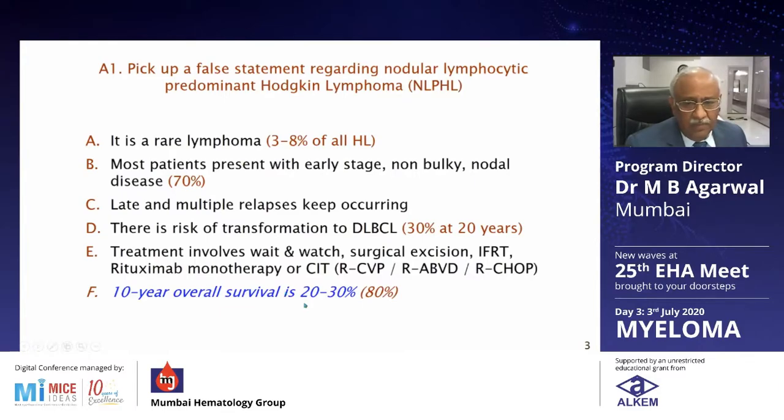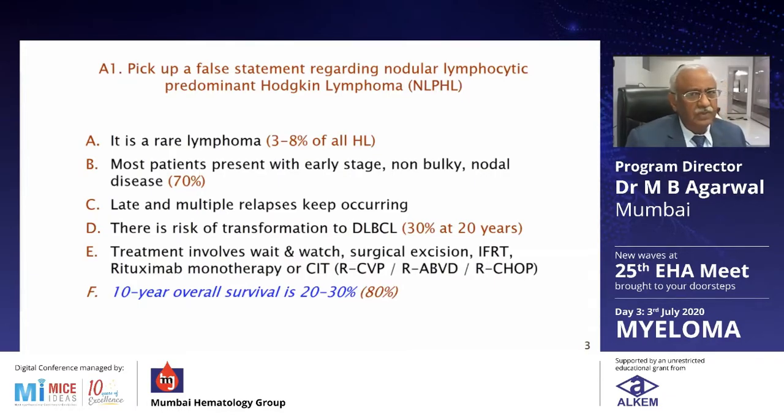So we will see the pattern a little later, but the false statement was F. That is, 10-year overall survival of 20 to 30% was wrong. 10-year survival is 80%. So this is a very, very good Hodgkin lymphoma, but there are some ifs and buts. It's a rare lymphoma is a correct statement. Out of all Hodgkin lymphoma, it accounts for only 3 to 8%.